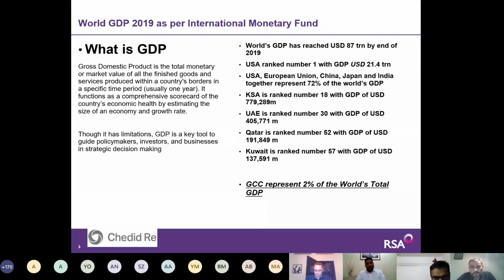KSA is ranked number 18 with a GDP of $779.289 billion. UAE is ranked number 30 with a GDP of $405.771 billion. Qatar is ranked number 52 with a GDP of $191.849 billion, and Kuwait is ranked number 57 with a GDP of $137.591 billion. Together, all these GCC countries represent almost 2% of the world's total GDP, which is almost 1.74 trillion US dollars.